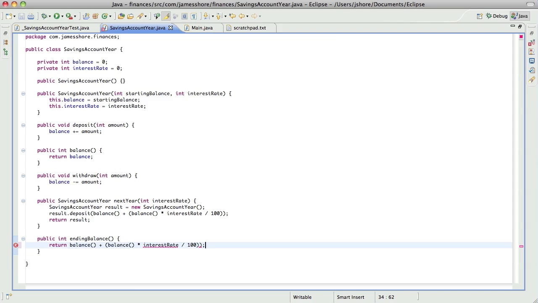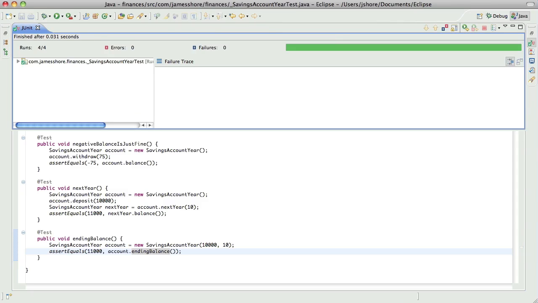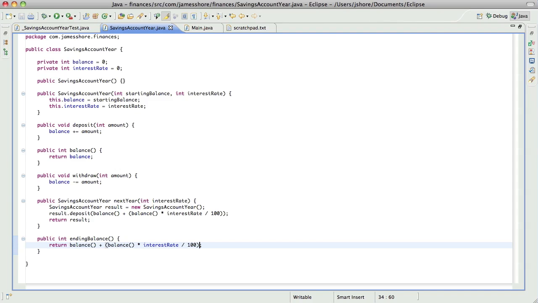By the way, the reason it didn't work last time is because of some sort of interaction between floats and integers and rounding and so forth. I'm not going to try to figure that out because that's also a consequence of my primitive obsession. I think this will work. It did. Great. Okay, so now we've got that working.